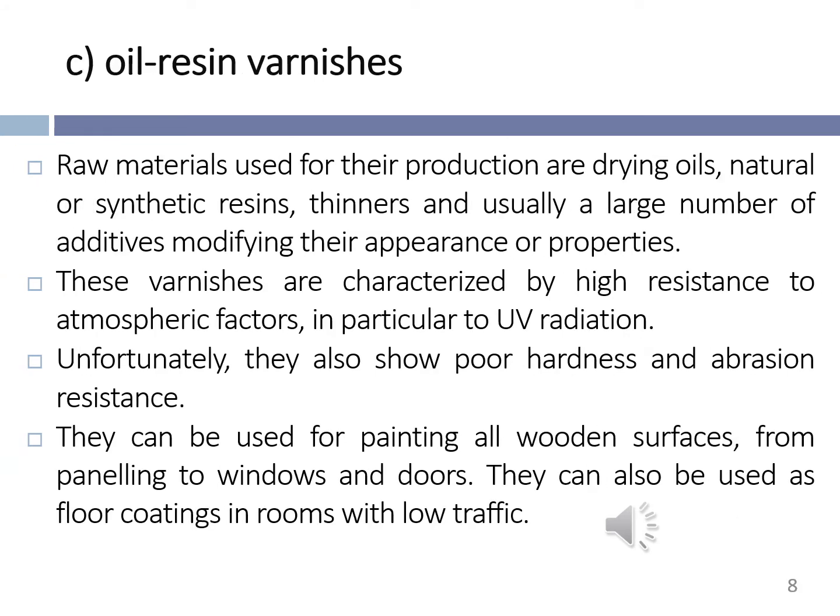Oil resin varnishes. So what are oil resin varnishes? Oil resin varnishes are another type of solvent-based varnishes. Raw materials used for their production are drying oils, natural or synthetic resins, thinners, and usually a large number of additives, modifying their properties or appearance.